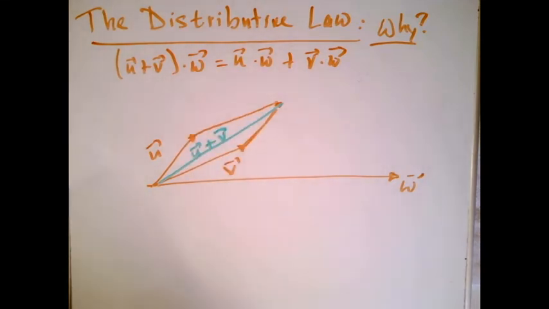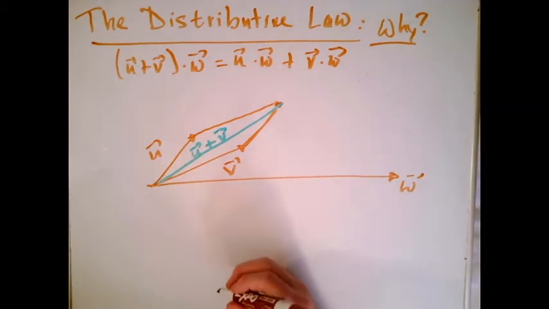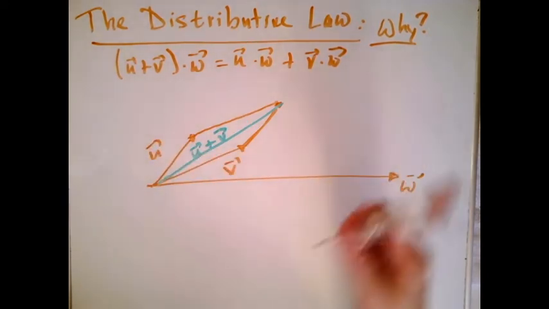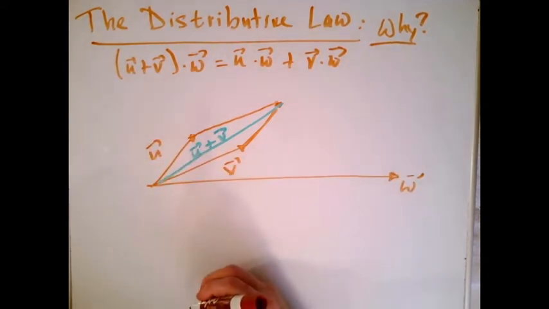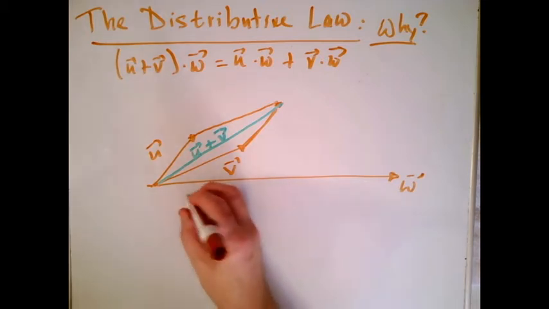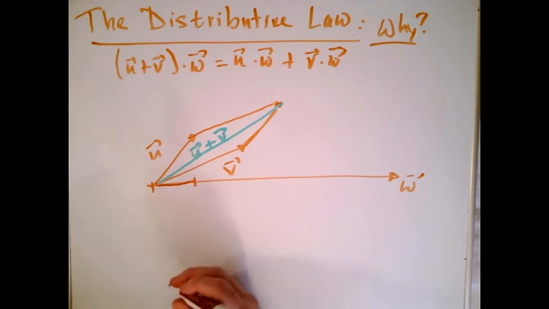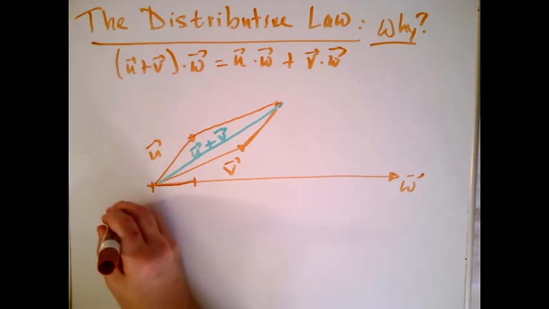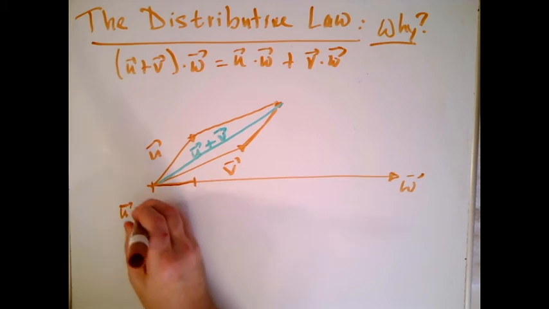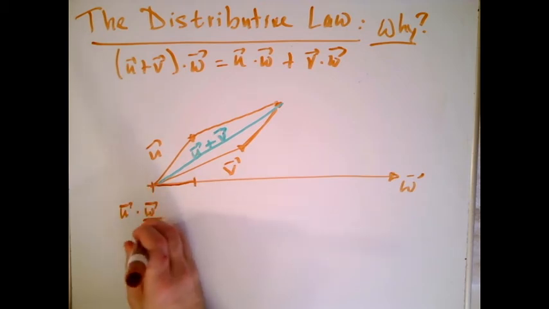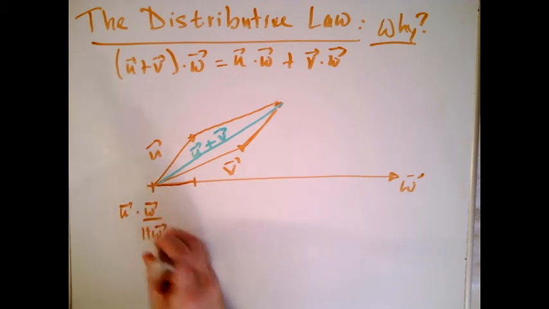Good. Now, what are we going to do? Well, remember the dot product is actually about shadows. So instead of trying to show the distributive law directly, I'm just going to look at the shadow of each vector U, V, and U plus V on W and see what we can say. Now, what is the length of the shadow of U onto W? It's just this little length right here. We know exactly how long that is because we have a projection formula. That should be U dot W over the length of W.